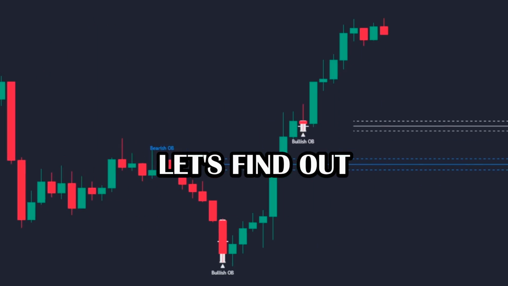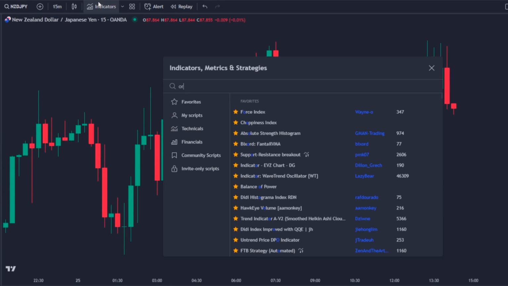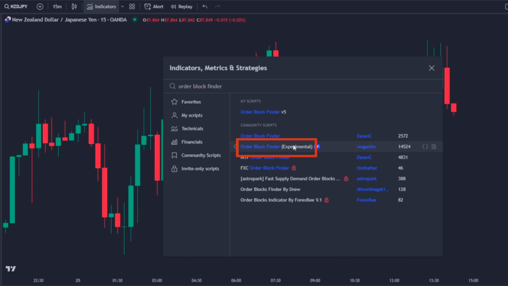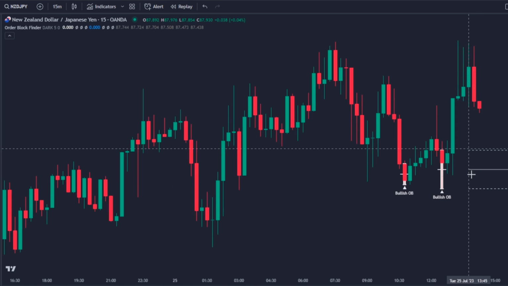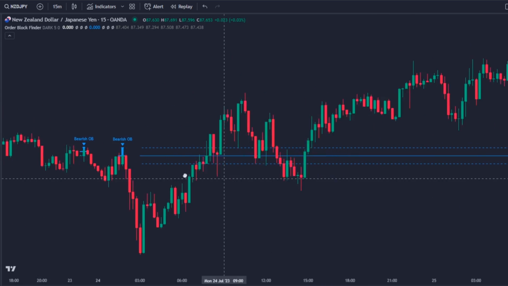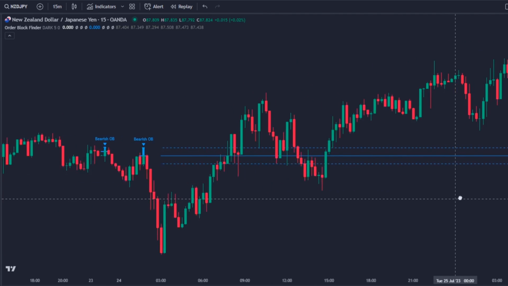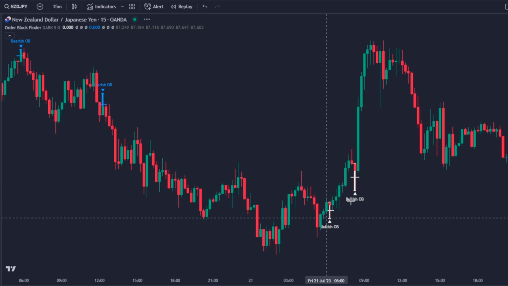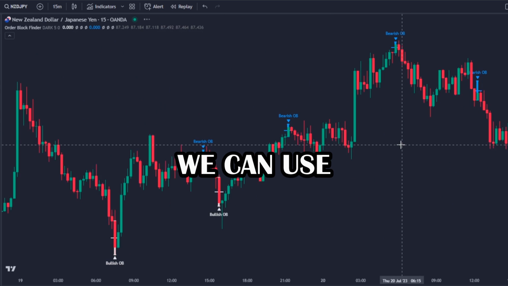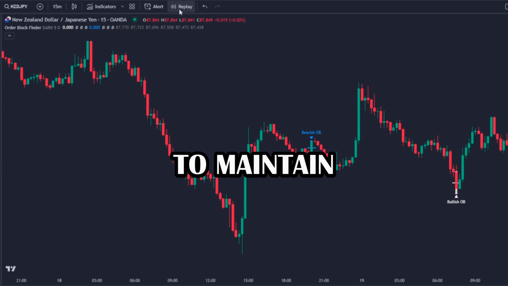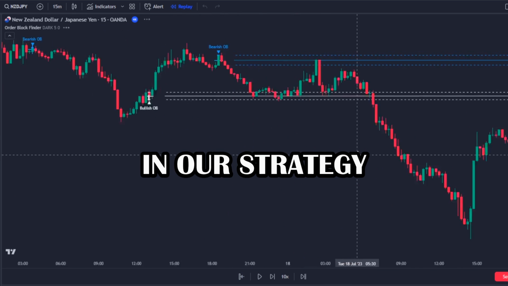So let's find out how this order block strategy works. The main indicator in this strategy is the order block finder, this one by UGAMLO. As you can see, this tool prints the order blocks on your charts automatically, identifying important price levels that you may use. And the best part is that it tells you when it's the best time to buy or sell the chosen asset. So, by using this indicator, we can use the order blocks function automatically, which is always the best option to maintain higher standards in our strategy.